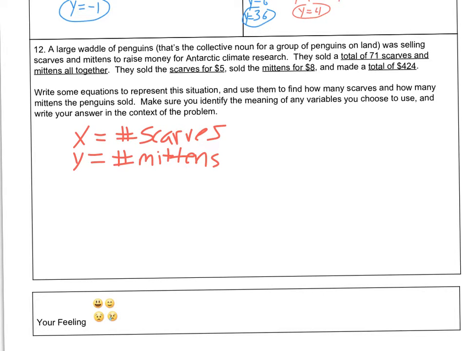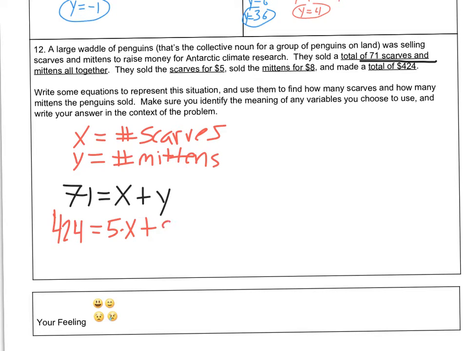And when I look at my first bit of information, 71 total scarves and mittens. So that means that 71 is equal to the total of these things added together. x scarves plus y mittens gives me 71. And then scarves are $5, mittens are $8, and the total is $424. So they made a total of $424. And that's the number of scarves, which is x times 5, and the number of mittens, which is y times 8. So this is a cost. This is a great elimination problem.